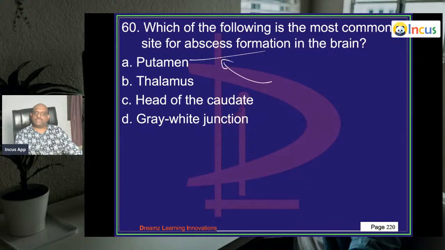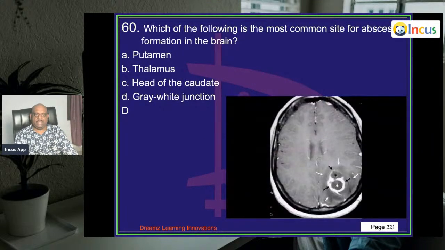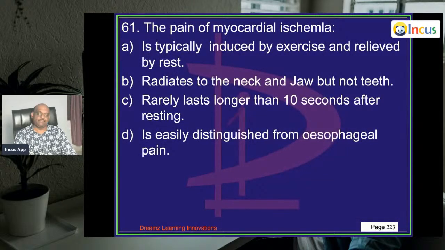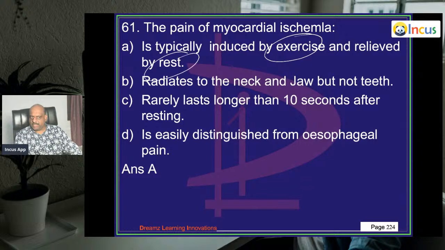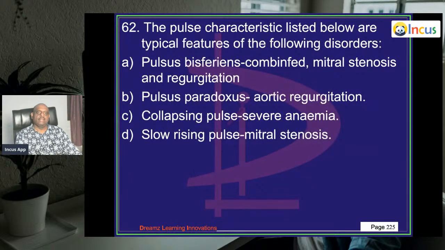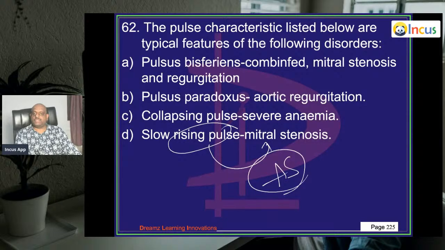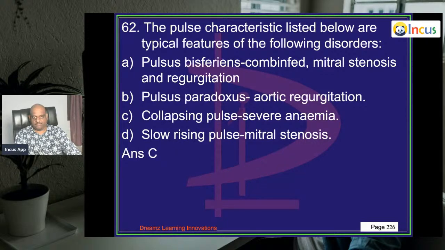What is the most common site for abscess formation in the brain? Doctor, gray-white junction is the most common location. The pain of MI is typically induced by exercise and relieved by rest. Slow rising pulse is a feature of aortic stenosis, not mitral stenosis.